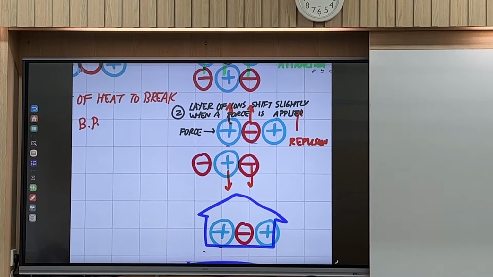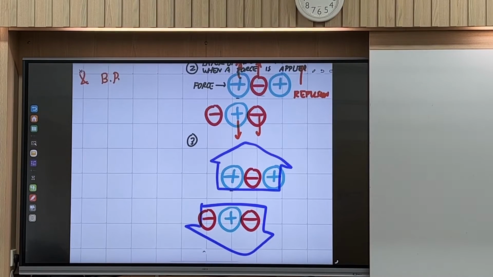So what is point number 3 then? Point number 3 is that repulsion arises. Okay, so repulsion arises and this shatters the structure.